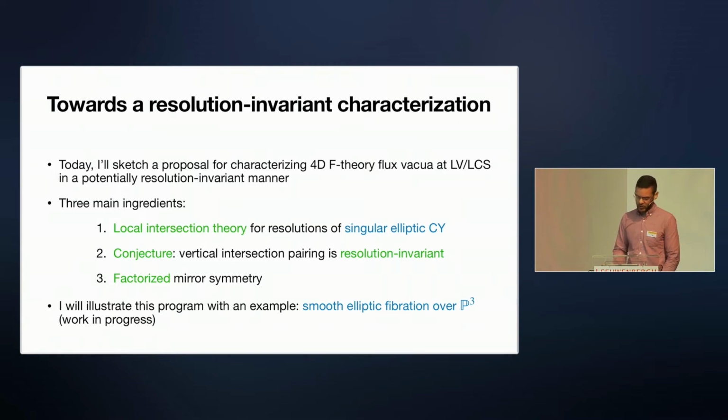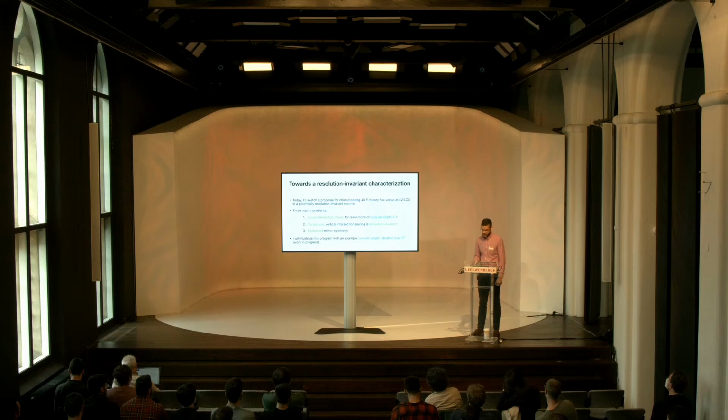Finally, after introducing these ingredients and using them to sketch this broad proposal, I'll illustrate the program with a simple example, which is work in progress, and that's a very basic example in 4D F-theory backgrounds. It's just a smooth elliptic fibration over the base P3.